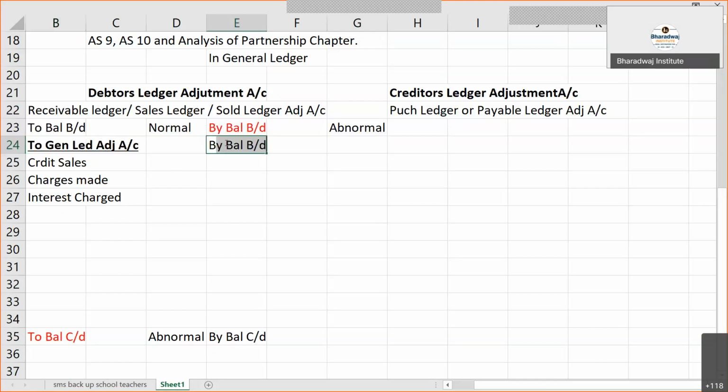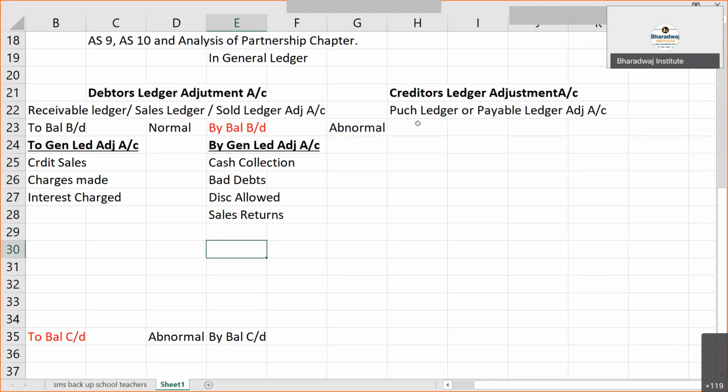Likewise, on the credit side, by general ledger adjustment account, what and all will come in the credit side? Cash collection, bad debts, discount allowed, sales returns. These are normal items that will come in the credit side. So all these things are transferred to the general ledger adjustment account.